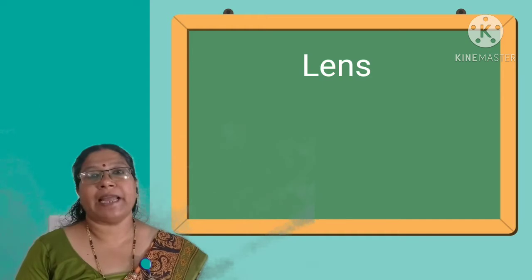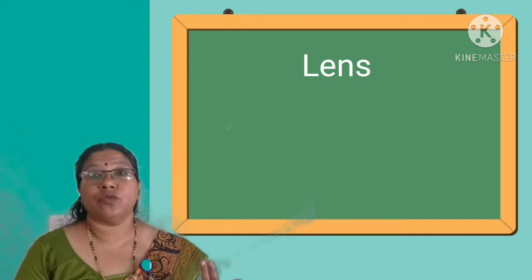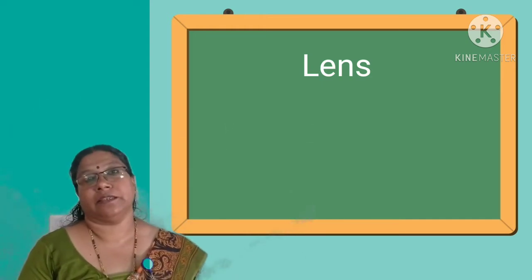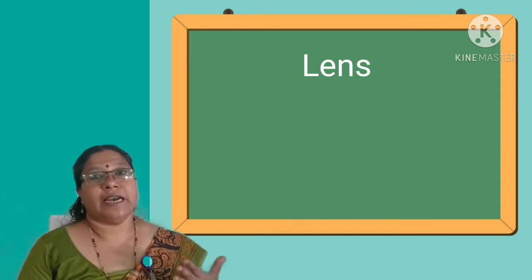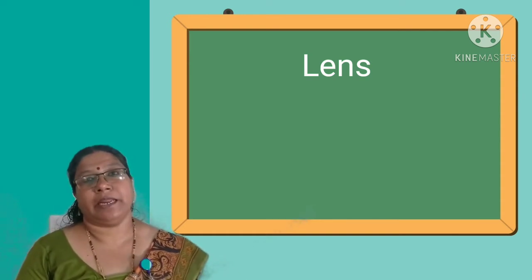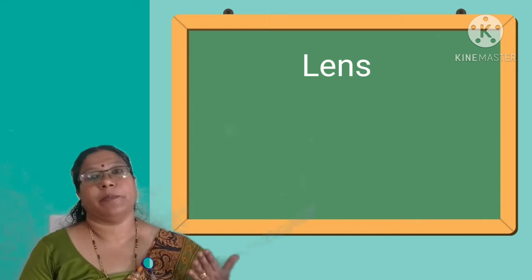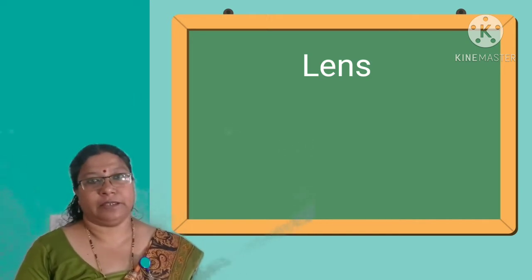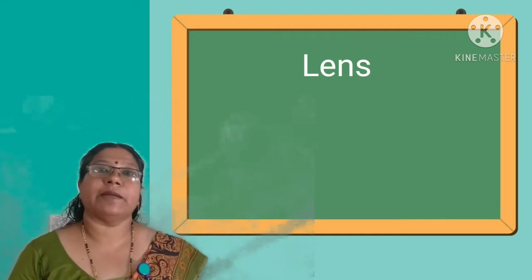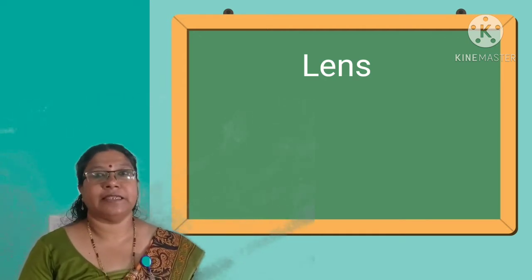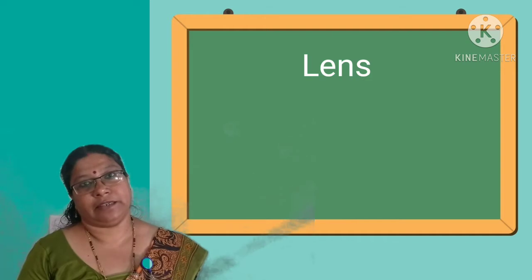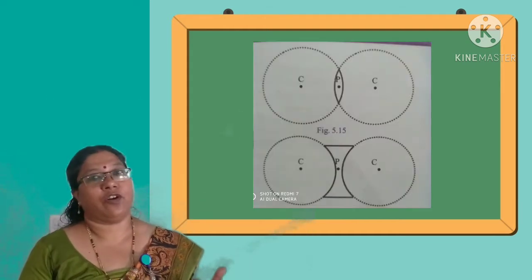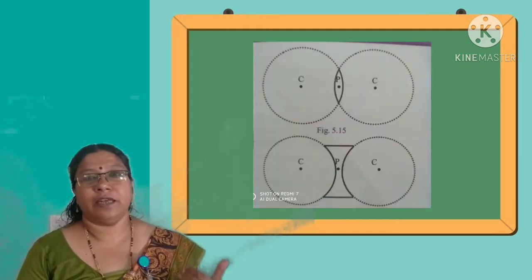Lens is a transparent medium having two spherical surfaces. So what is lens? A lens is a transparent medium or transparent substance having two spherical surfaces. The two main types of lens are convex lens and concave lens. You can see the figure of convex lens and concave lens.